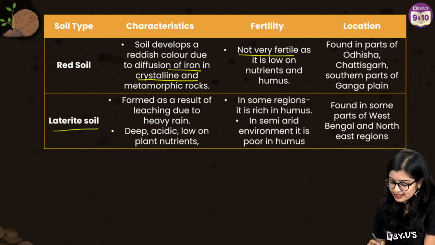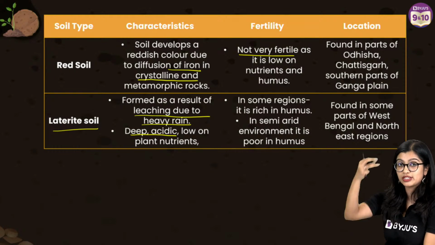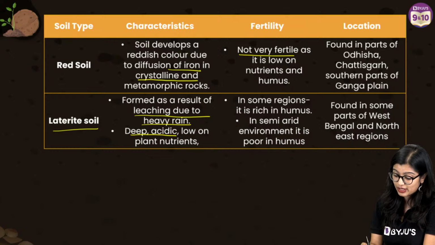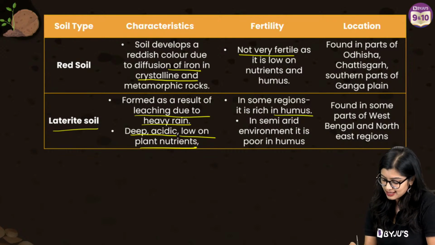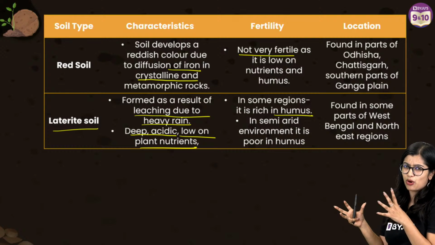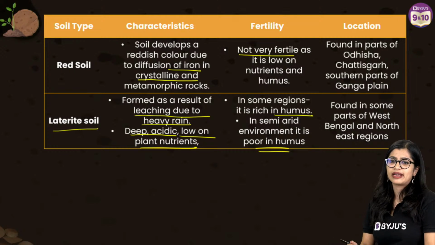Now we have laterite soil, which is formed by leaching in heavy rain. It's deeply acidic. We know that it's low on plant nutrients. But in some regions, it has humus in it, and in arid regions, we see that it does not have a lot of humus. And this is where we find it.